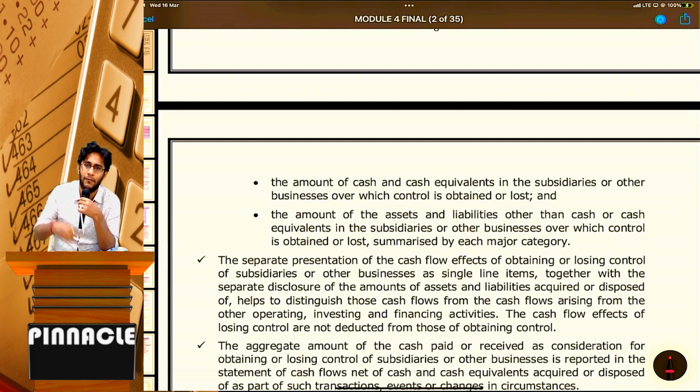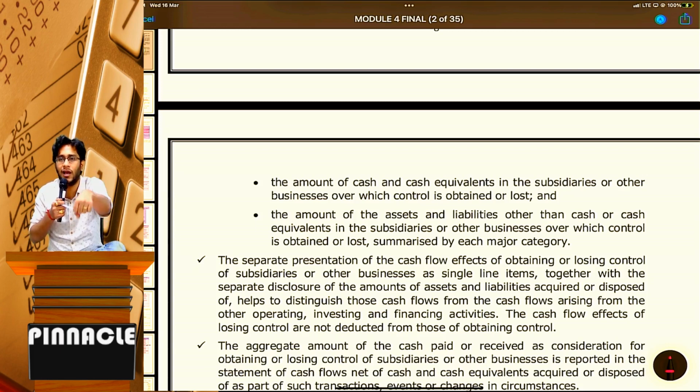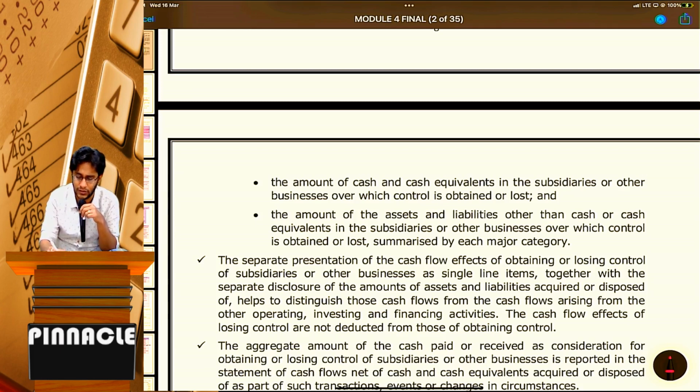What is this? When I buy a subsidiary, I pay 10 lakhs cash, but the subsidiary already has 1 lakh cash. So you will say 10 lakhs outflow is there, but I got control over 1 lakh cash. That 1 lakh also you have to disclose. The amount of assets and liabilities other than cash or cash equivalents in the subsidiaries over which control is obtained or lost is summarized by each major category. These are all the assets you consolidated, liabilities you consolidated or derecognized, at notes to accounts level.